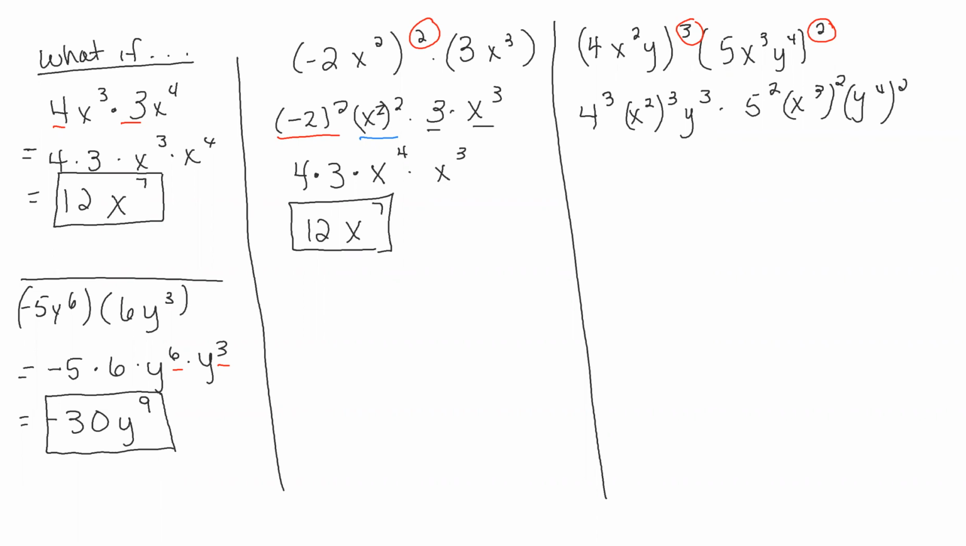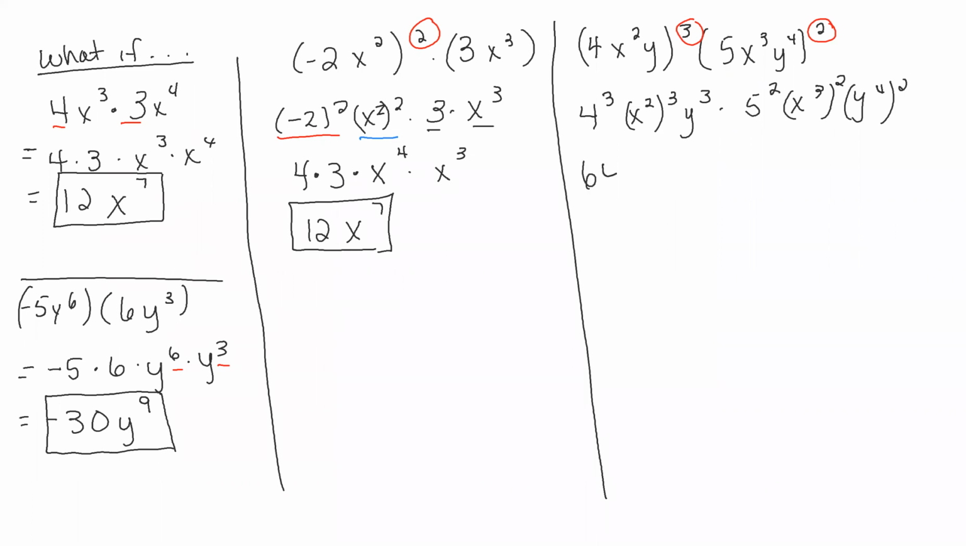So all I have done so far is I have taken those outside exponents and I've brought them into each factor of their product. So now I want to simplify terms. So 4 to the third power is 64.